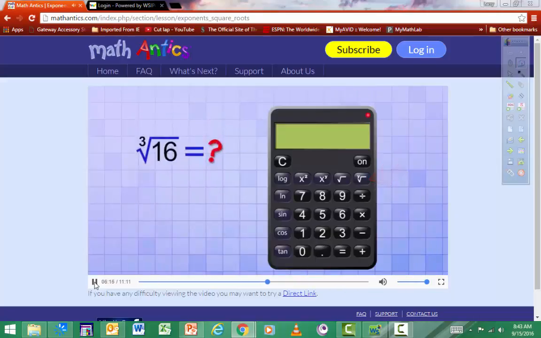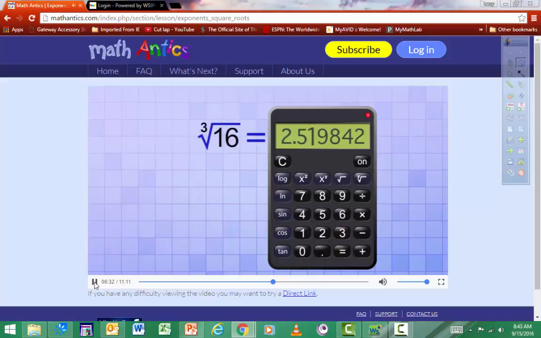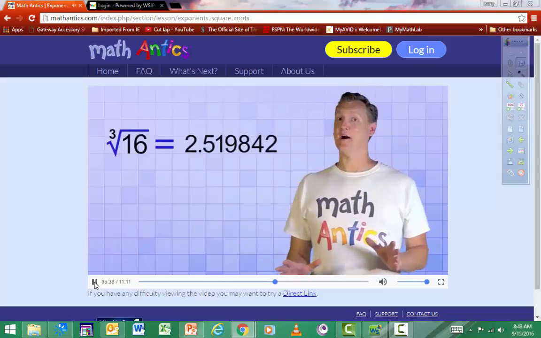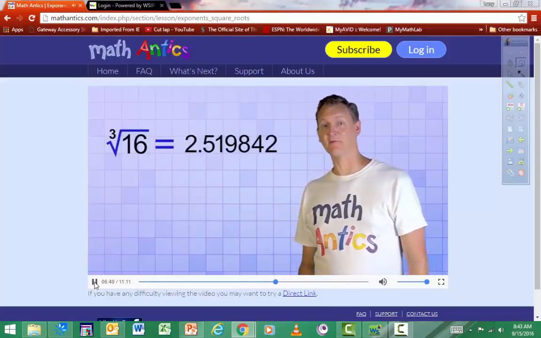To use it, I first enter the number that I want to take the root of, which is 16. Next, I hit the root function button, and then I enter 3, so it knows that I want the third root of 16. Last, I hit the equal sign, and voila! The answer is 2.519842, and the decimal digits just keep on going forever. Wow! See what I mean about roots being hard to figure out?